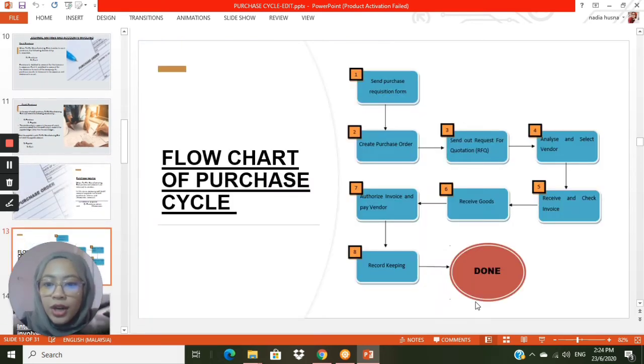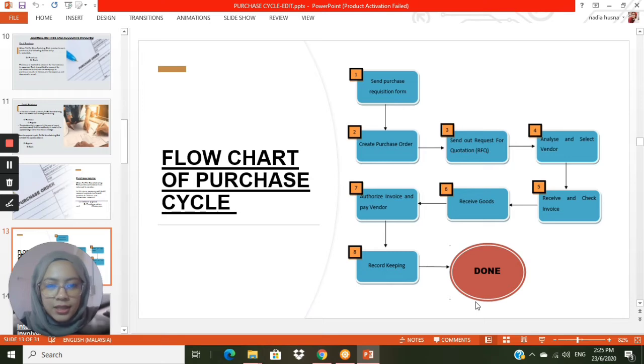This is the flow chart of the purchase cycle. There are 8 steps. The first one is send purchase requisition form, and the second one is create purchase order and send out a request for quotation, or RFQ. And the fourth one is analyze and select a vendor, receive and check invoice, and then receive the goods, and then authorize invoice and pay the vendor, and then record keeping.